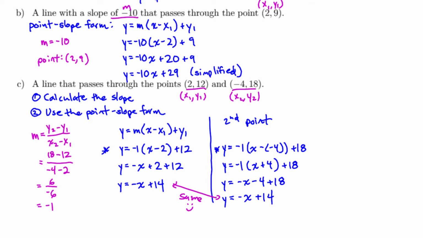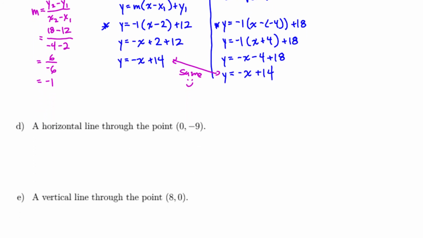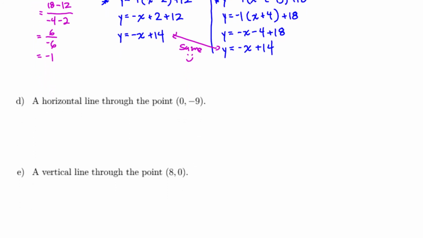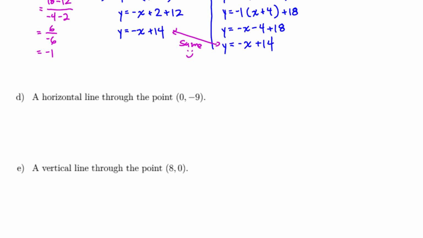Okay, now we'll move on to parts D and E. And so for part D, we're going to write the equation for a horizontal line through the point (0, -9). So I'll just draw a sketch of a horizontal line real quick. I won't even scale this, I'm just going to give a visual of a horizontal line that would go through (0, -9). So in general, a horizontal line is y = some constant, and for this line, it will be y = -9.